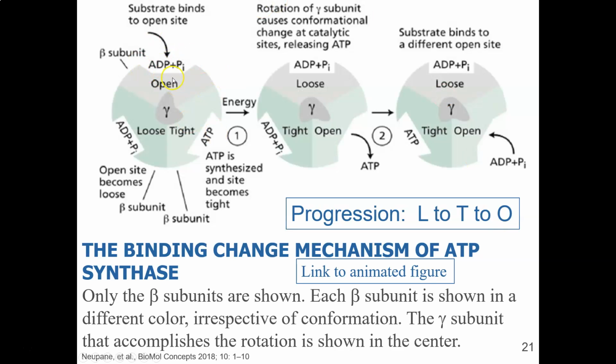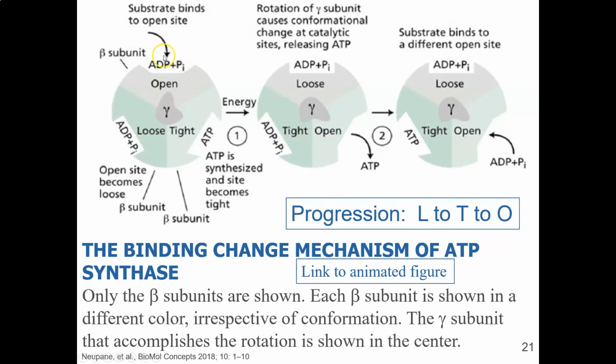So if we follow this subunit up here, ADP and phosphate bind to the open configuration. Where it says energy right here, this is the energy of electron transport. This is the protons being pumped from the matrix to the intermembrane space, and then coming back through the ATP synthase. When this occurs, open goes to loose, loose goes to tight, and tight goes to open. So the progression is loose to tight to open, and then open goes back to loose.